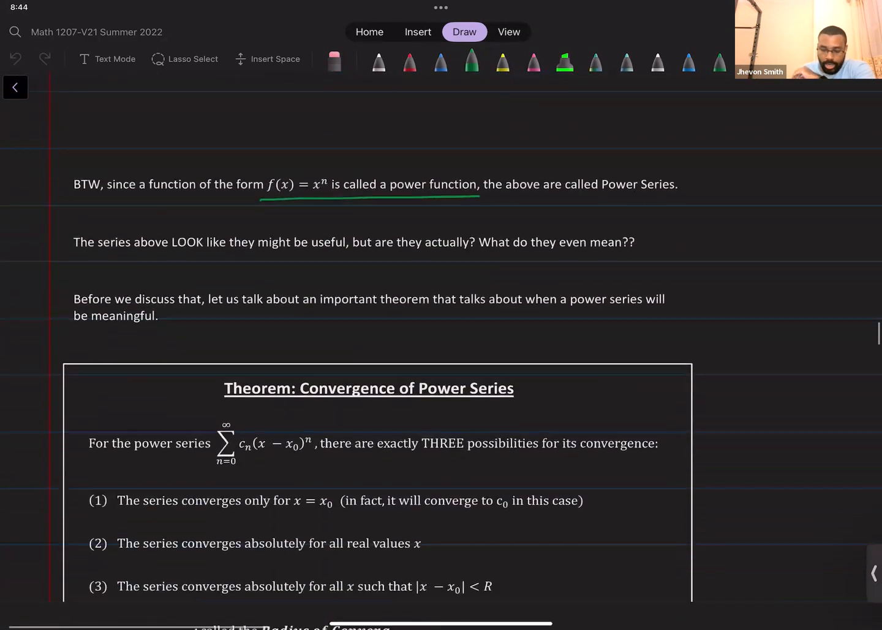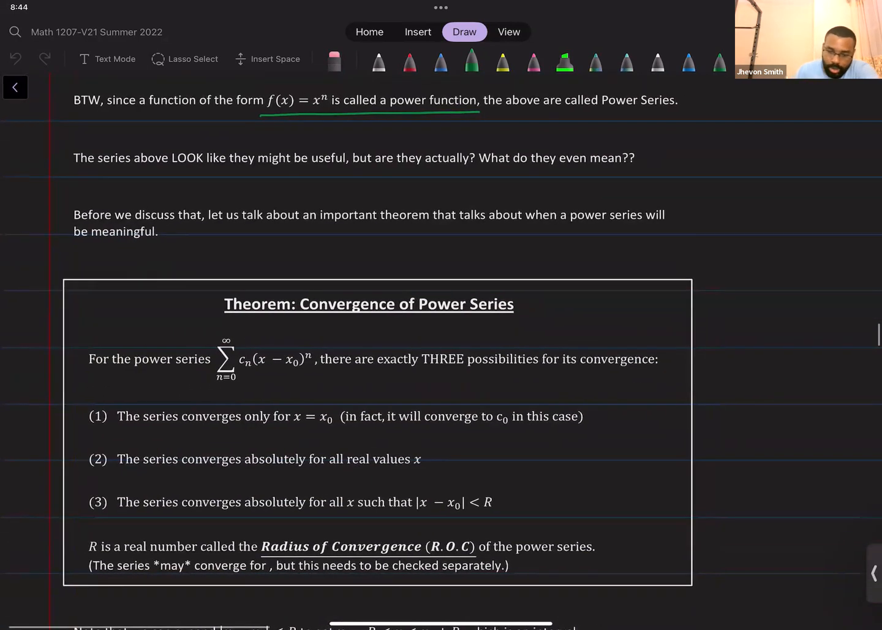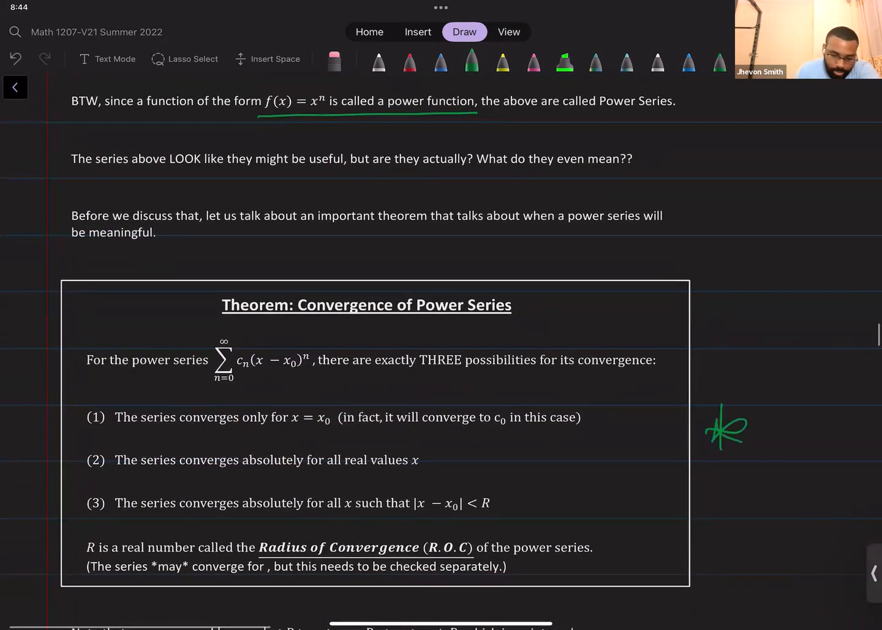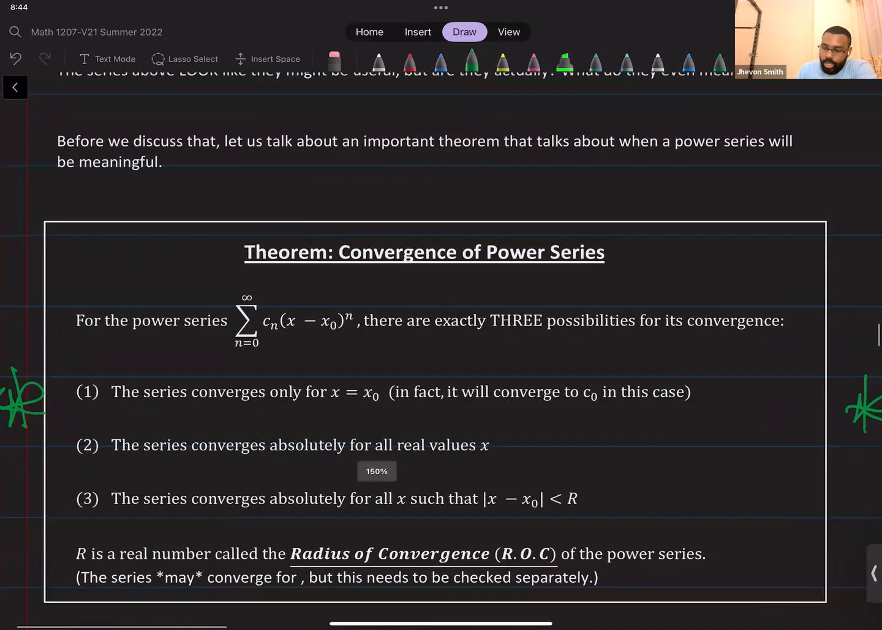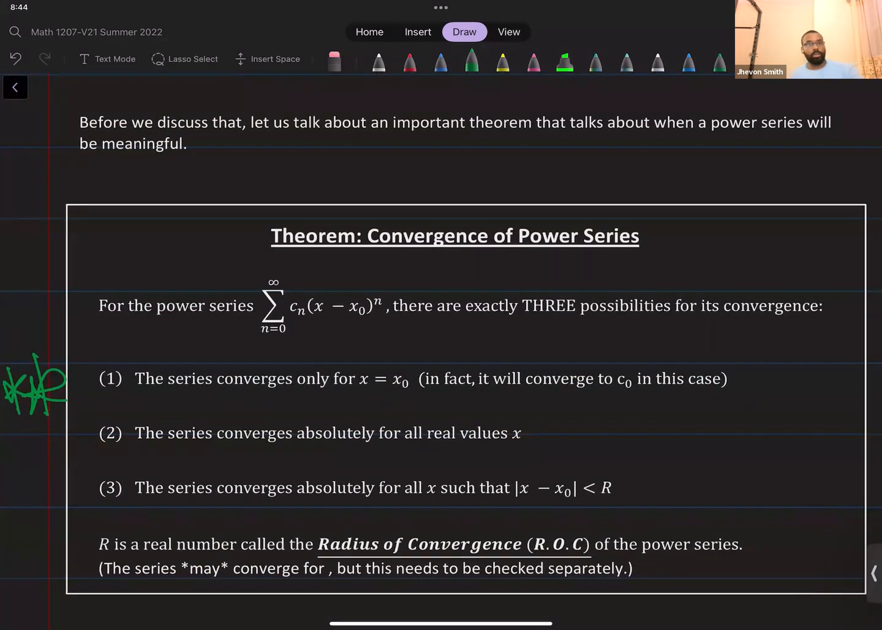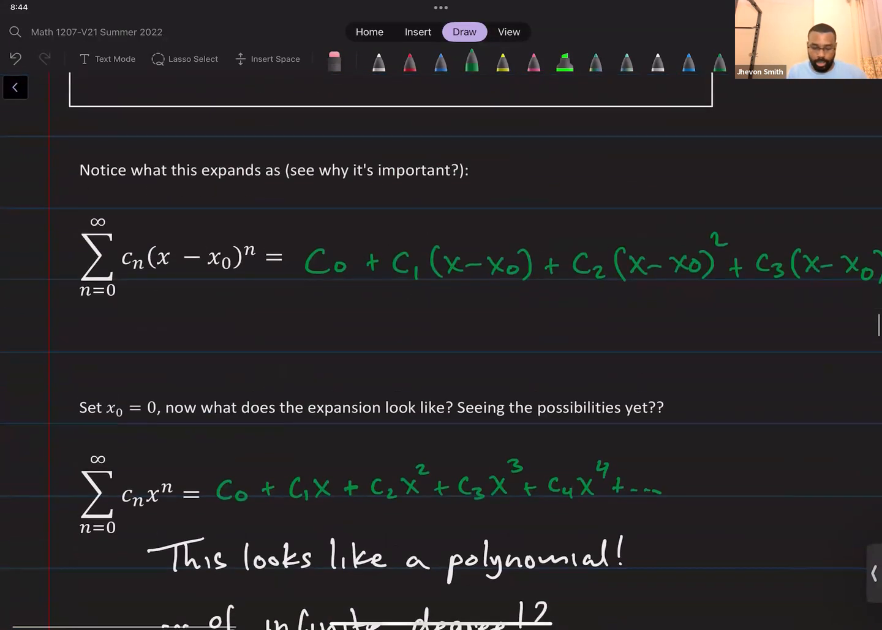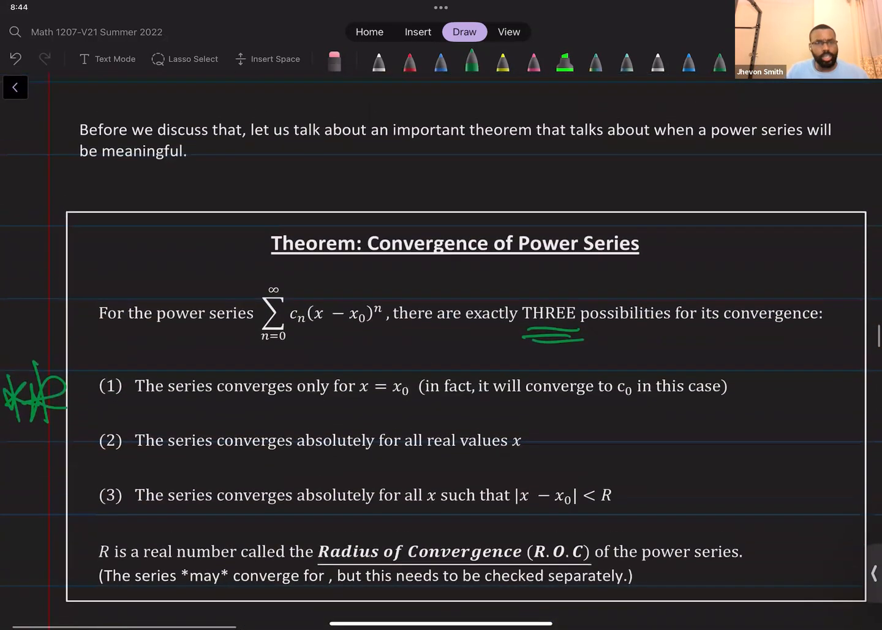But before that, let's talk about a very, very important theorem. Now, because this is a series, we can talk about the convergence of the power series, okay? And it turns out that there are three possibilities when it comes to the convergence of a power series. So if I have a series, a sum that looks like this form, we can ask, does that series converge?